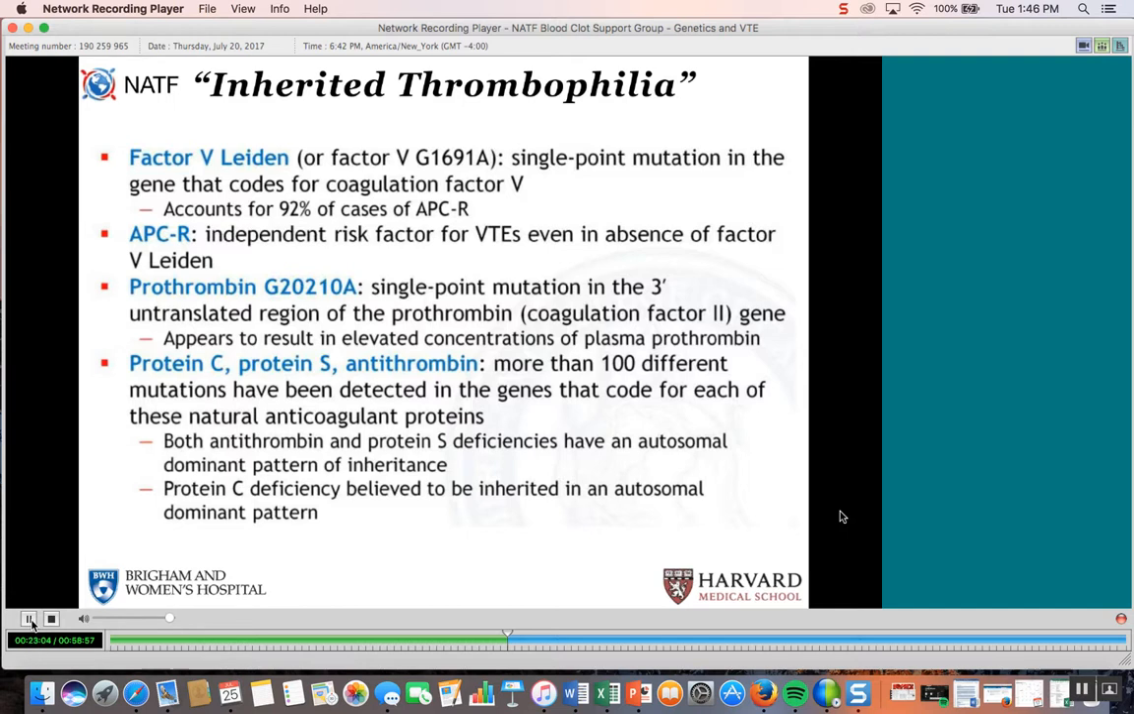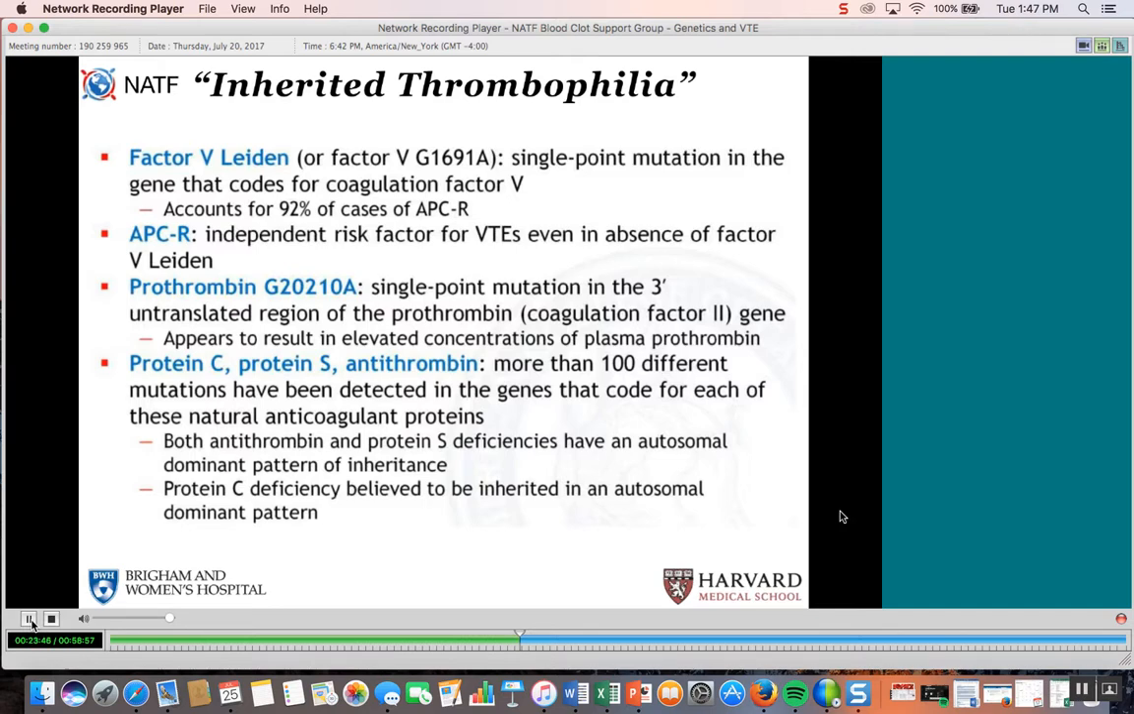Now, protein C, protein S, and antithrombin have many, many possible mutations that can occur, and all of these mutations, and we will see later on, have what we call an autosomal dominant pattern, meaning that if one of your parents has it, you have a 50% chance to inherit that abnormality. And the same is for your siblings. So in a family, let's say, of 4 siblings, 2 are likely to have inherited the abnormal genes and 2 are not likely.